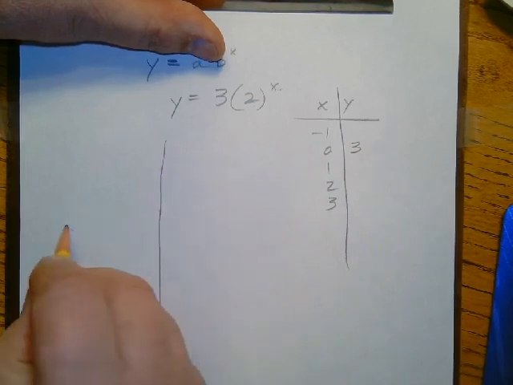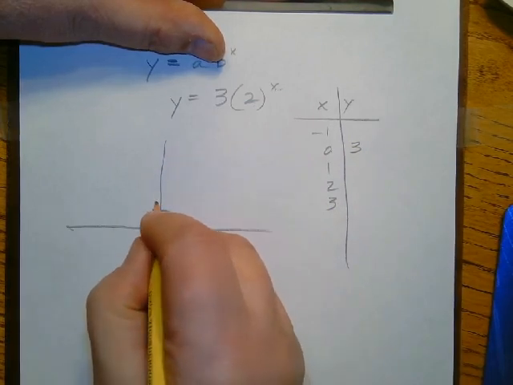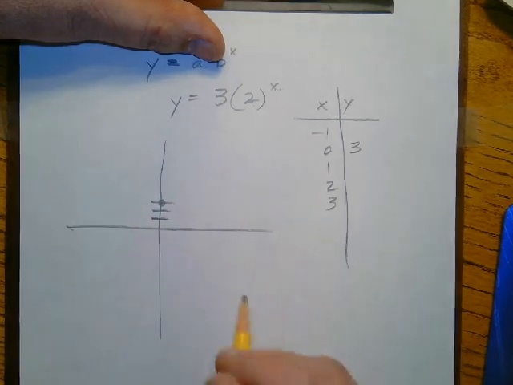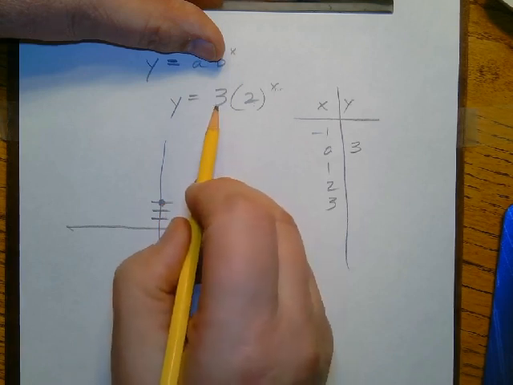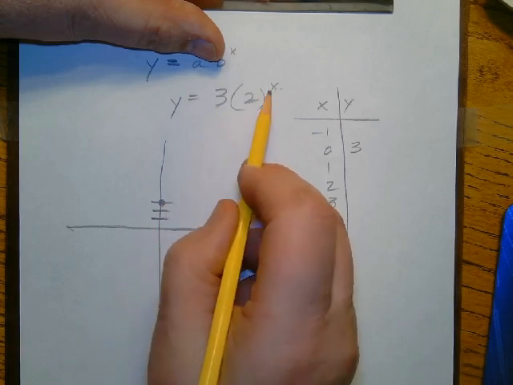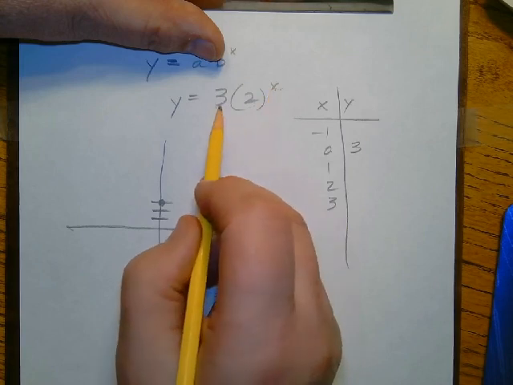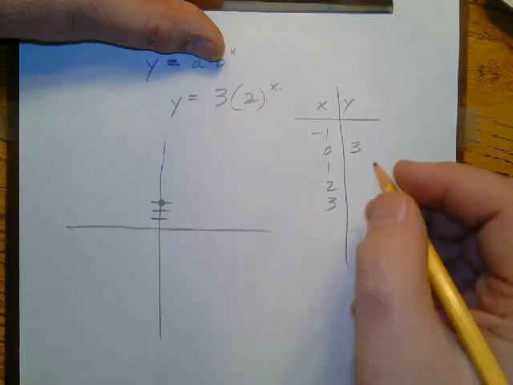Well, that makes perfect sense because 0, 3 is right on the y-axis. That's my initial amount. That's today. So the initial amount is that number right there. Doesn't even matter what the base is, because if that's a 0, that is the initial amount.